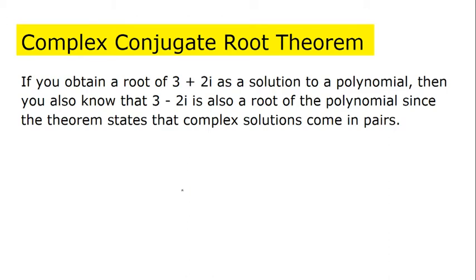So the complex conjugate root theorem. If you attain a root of 3 plus 2i as a solution to a polynomial, then you also know that 3 minus 2i is also a root of the polynomial, since the theorem states that complex solutions come in pairs. So this is just a theorem that you need to know so that if you end up with a complex root, you know that you should have the complex conjugate as a root also of your polynomial. So there's no calculations needed to be done here. It's just a theorem that you need to know so that you know that if you get one root that's complex, you're going to have the complex conjugate as its pair for a root also.